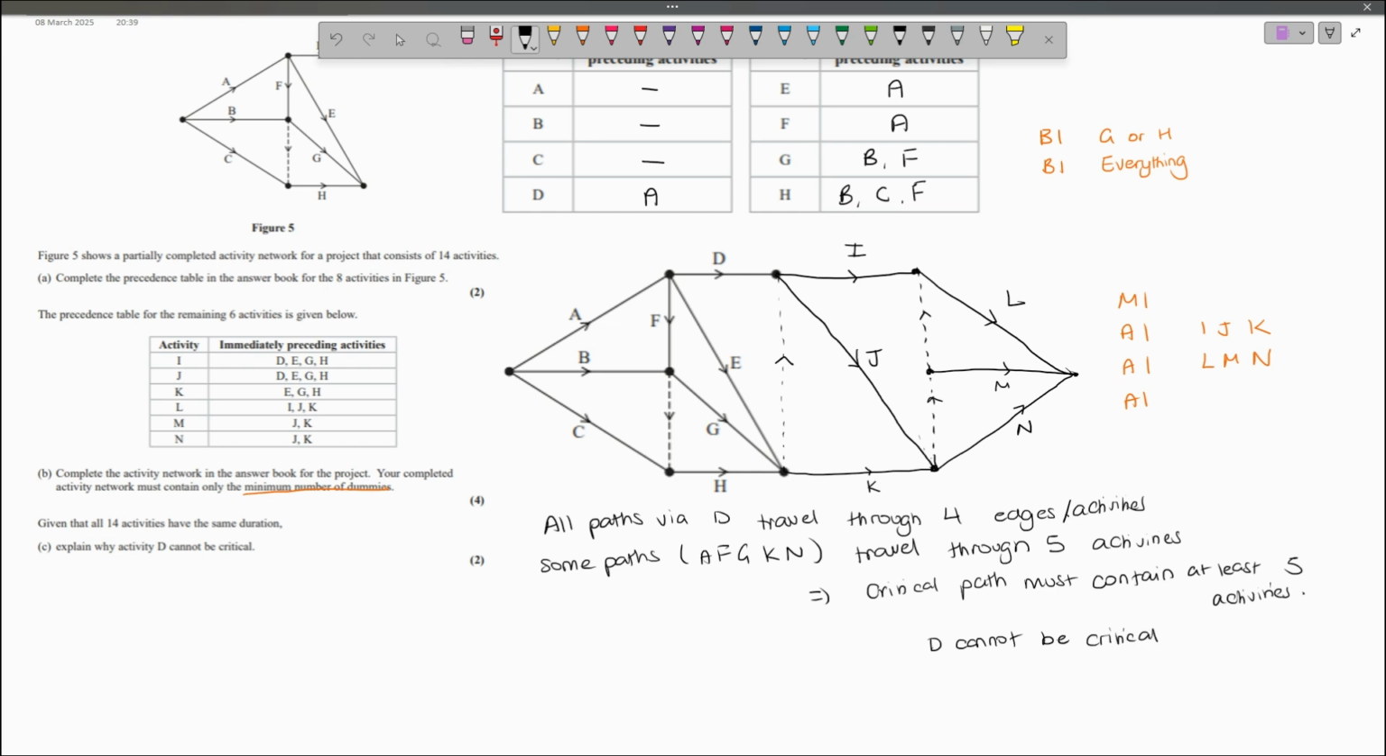So how would the marks have been awarded in this scenario? So stating a critical path must contain at least 5 activities is an independent accuracy mark. Concluding that all paths via D travel through 4 activities would have been an independent accuracy mark, with the conclusion that D cannot be critical.